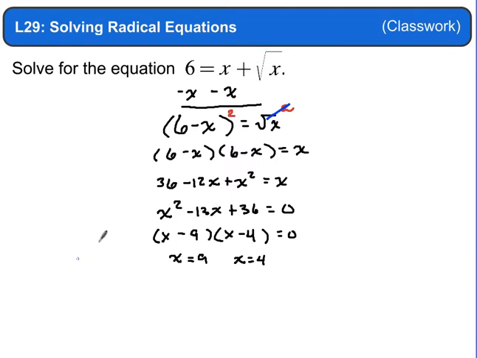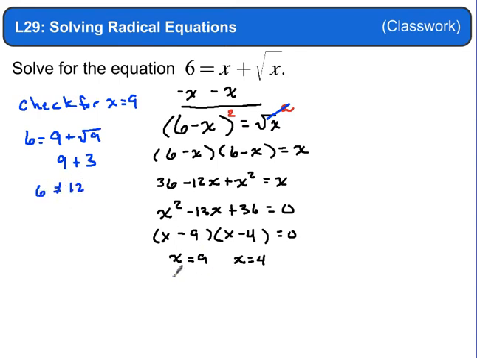So if we check each one, the 9 and then the 4, if we're checking for x equals 9, we would have 6 equals 9 plus the square root of 9. That's going to give you 9 plus 3, which is 12. That is not equal to 6. So this one is extraneous.